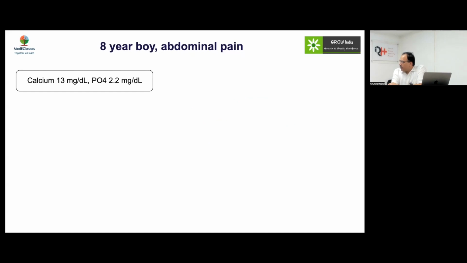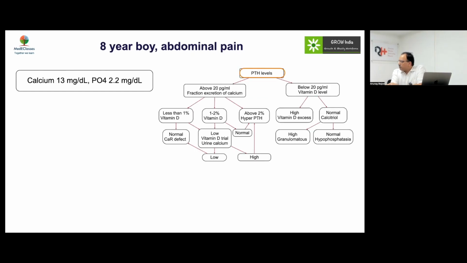8-year-old boy with abdominal pain, Dr. Alapan, calcium is 13, phosphorus is on the lower side, PTH is 80. So what are you thinking about? Is this a PTH dependent or a PTH independent cause? PTH independent, but PTH is 80.